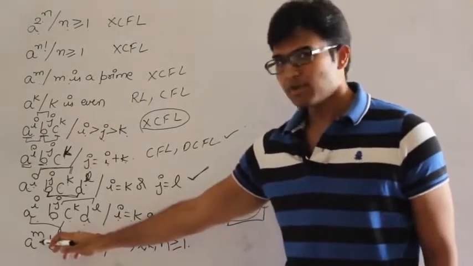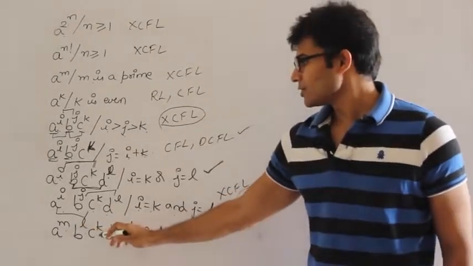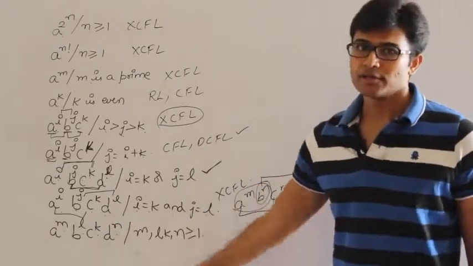Next one is a power m, d power l, c power k and d power n, right?